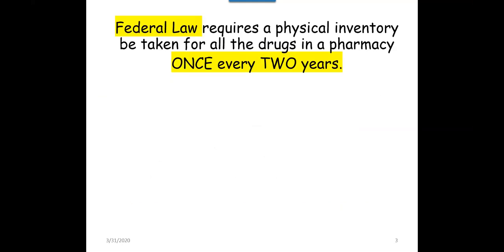So federal law requires a physical inventory be taken for the drugs in a pharmacy once every 2 years. So question number 2 is: federal law requires every blank years. So it's federal law requires we take a complete inventory every 2 years.